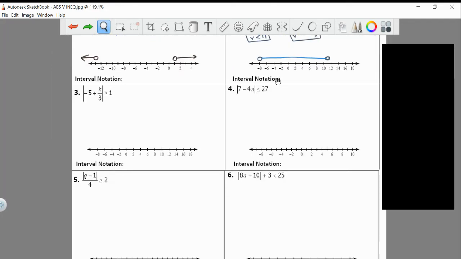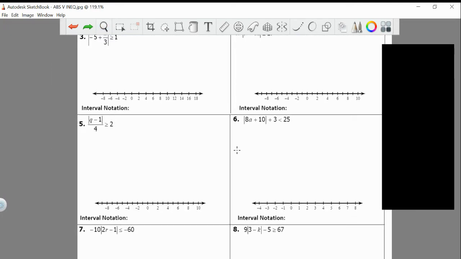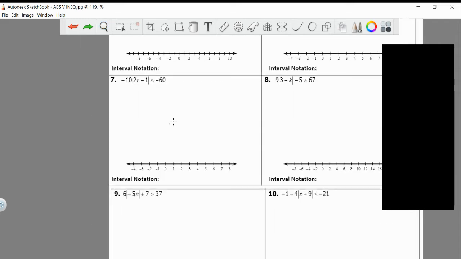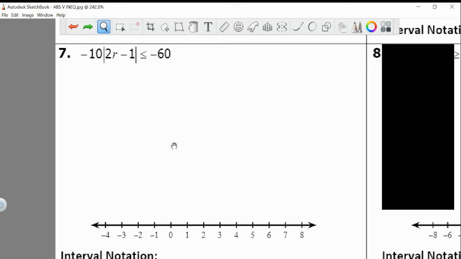Let's see a question that spices it up a bit. Let's go down to number 7, or maybe on the back. I'm not sure whether it's on the back. Sounds like it's on the back.